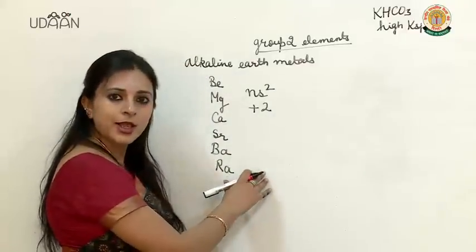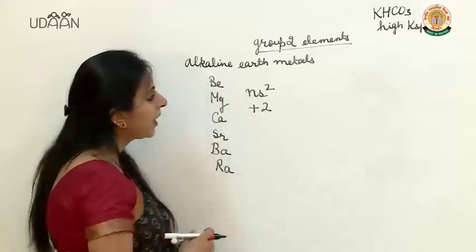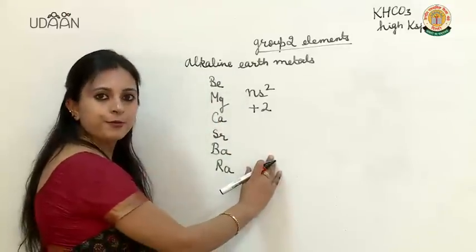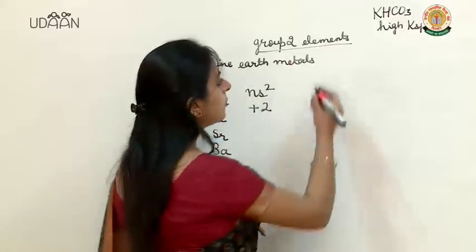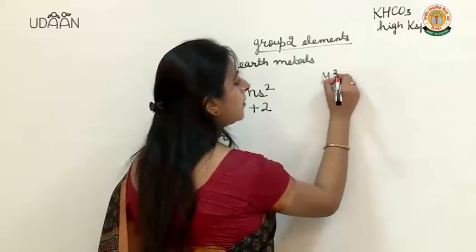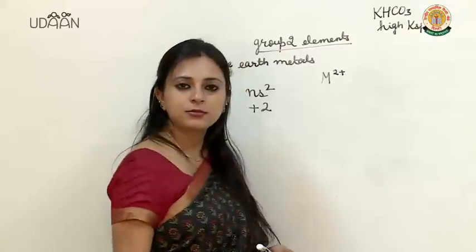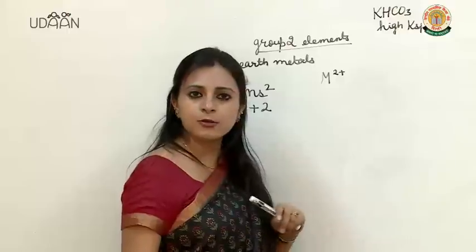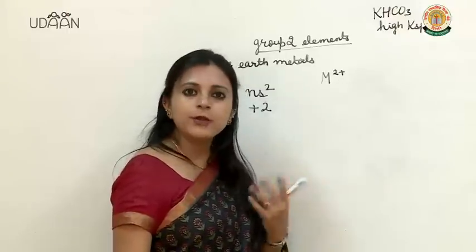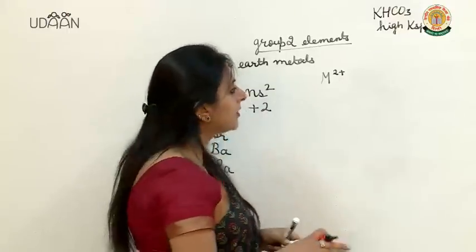Their ionization enthalpy is higher. Now if their ionization enthalpy is higher, then why do they form M2+ ion? Why are they actually forming M2+ ion? They should not form M2+ ion, they should only form M+ ion. Now what is the reason?